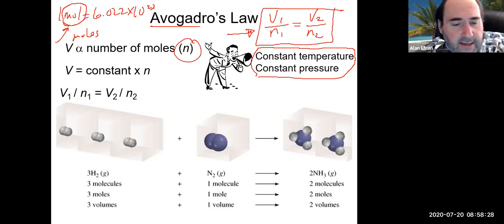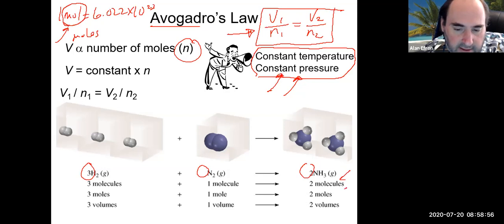Another practical application of Avogadro's law is you can use it in stoichiometry problems that involve gases. Again, it needs to be gases, and it needs to be these conditions of constant temperature and pressure. In normal stoichiometry, like we've been talking about, we take those coefficients and call them the number of moles of each. But here the volume is proportional to the number of moles in this situation.